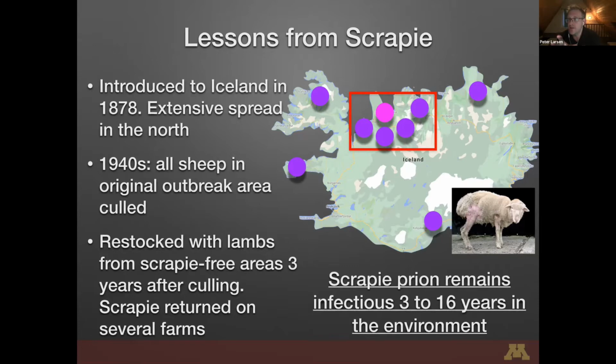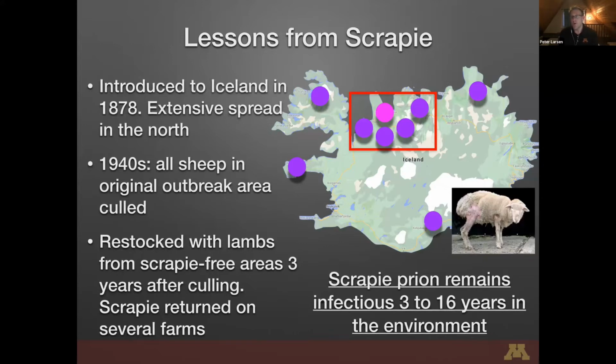What they found after 3 years was that the lambs over time began to develop scrapie, and no other animals had been introduced. These are pens, paddocks, large fenced-in areas with geographic barriers like glaciers. The only way they could best explain this was that the scrapie prions were in the environment for longer than 3 years.